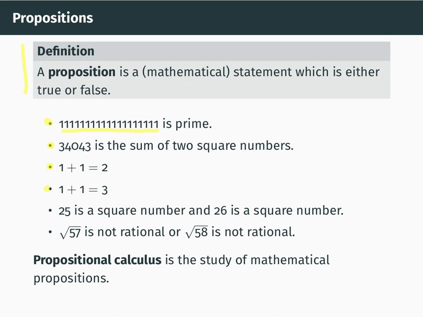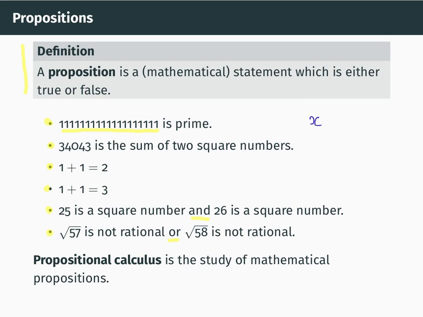Again, examples of propositions. And for the last two examples, we're going to look at some compound propositions, made up of two smaller propositions. The first one is 25 is a square number and 26 is a square number. You can see there that two smaller propositions have been combined using the word and into a bigger proposition. And for the final example, the square root of 57 is not rational, or the square root of 58 is not rational. And again, there are two propositions there which have been combined using the word or into a larger proposition.